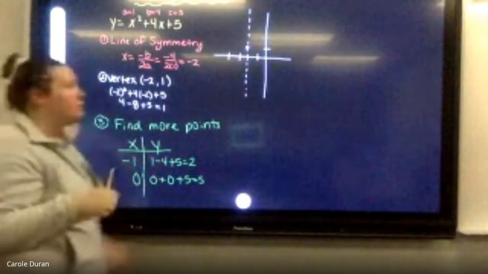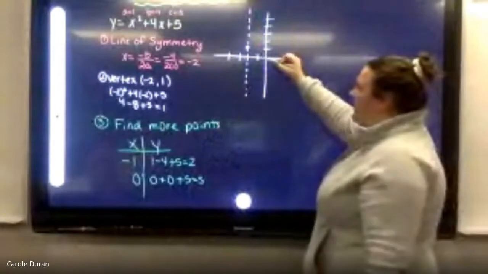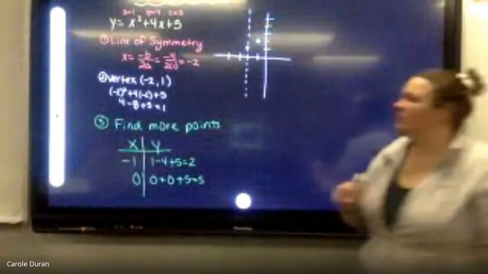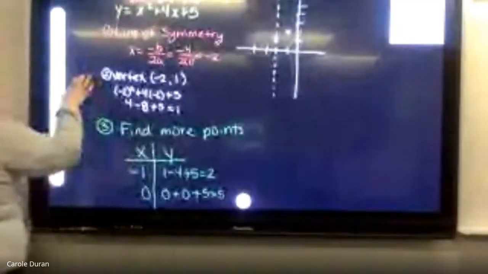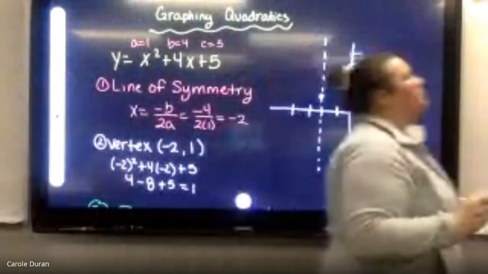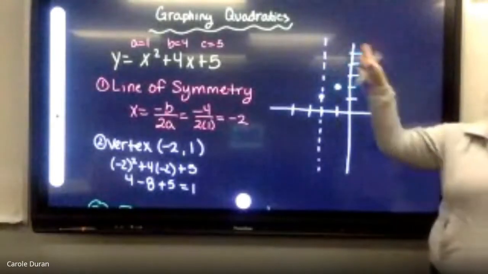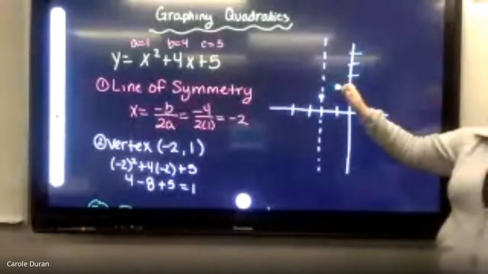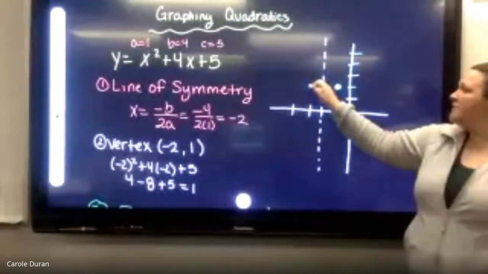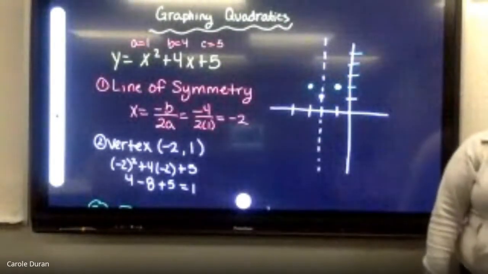So I now have 2 points that I can use. The first one is negative 1, 2. Because this is a line of symmetry, every point over here will have a match on the other side in the same place. So this point is 1 step away from my line of symmetry on the right. So I go 1 step over on the left, and I have found its match. So now I have 3 points, and I just need 2 more.